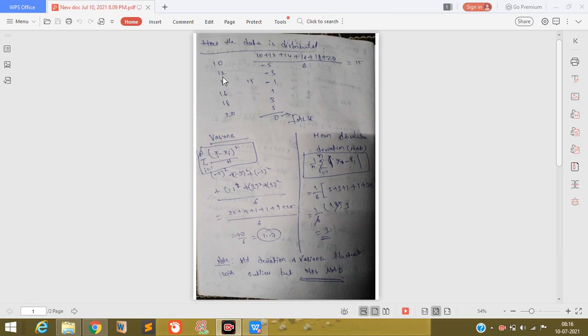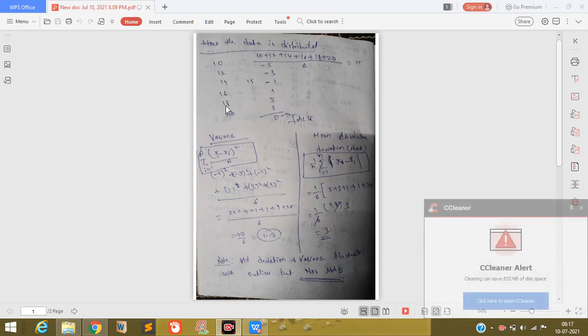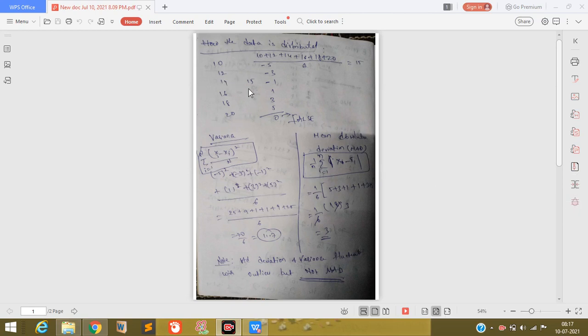So if we take the difference of each point from the mean, we get 10 minus 15 is minus 5, 12 minus 15 is minus 3, 14 minus 15 is minus 1, then 1, 3, 5. If we sum this up, we should get a reasonable number, but it fails sometimes in this type of case, giving a 0, which is meaningless, but we can see the points are distributed in some way.